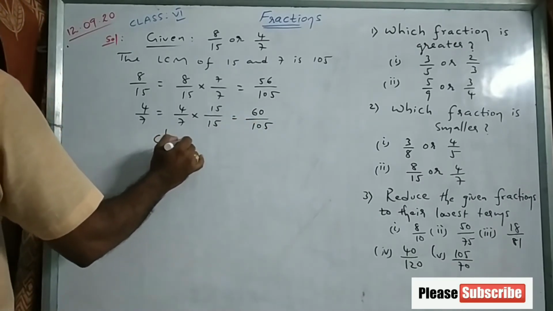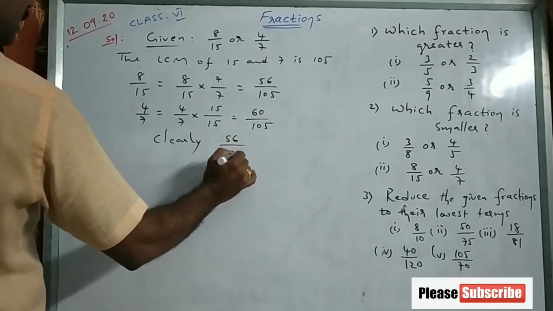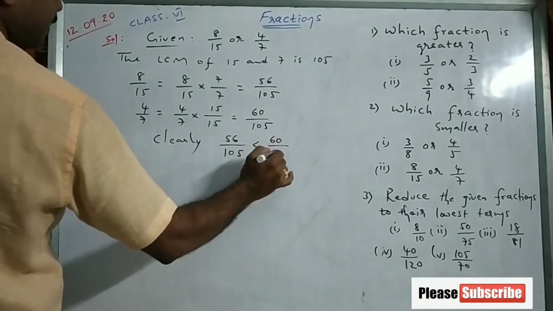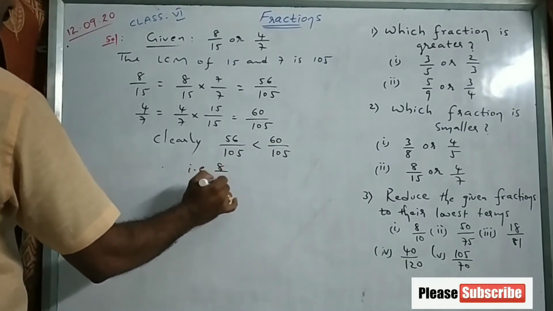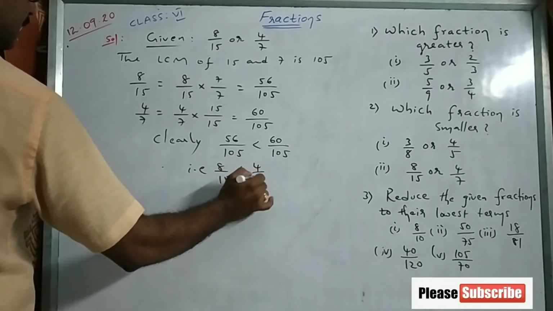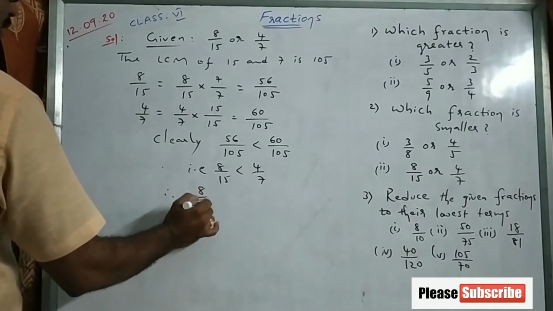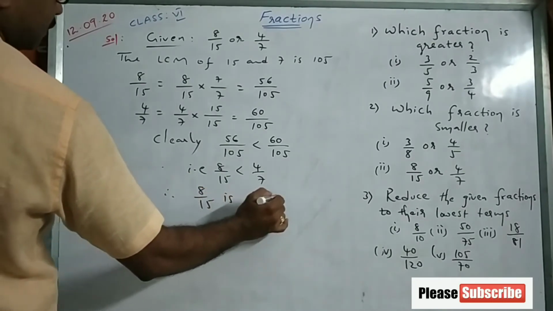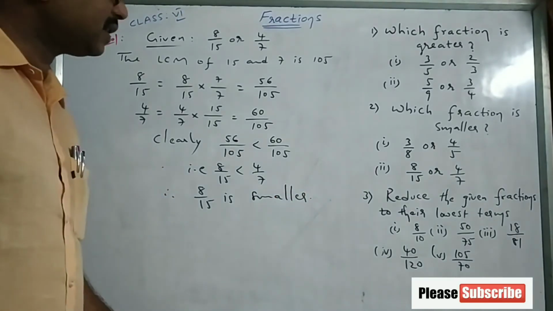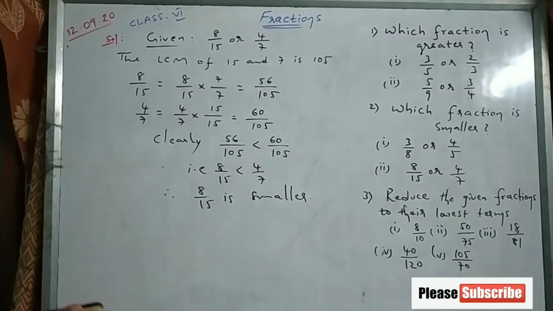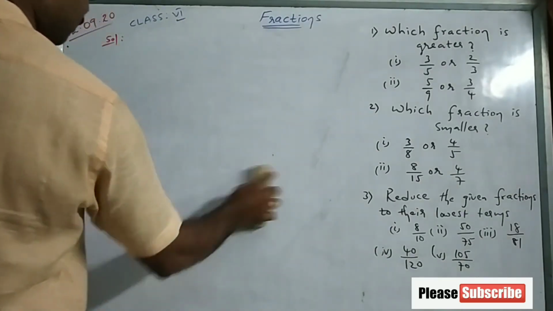Clearly, which one is greater here? 56 by 105 is less than 60 by 105. Therefore, that is 56 means 8 by 15 is less than 4 by 7. So, therefore, what is smaller now? I want 8 by 15 is smaller. You understand now? Change them into like fractions and you can decide easily which one is smaller and which one is greater. Okay.